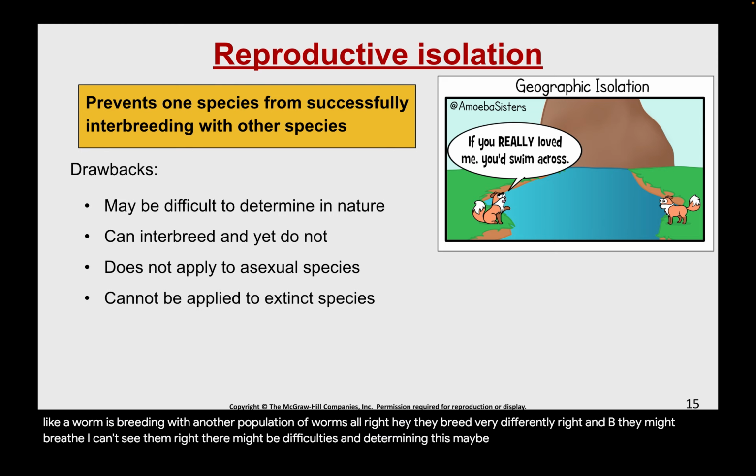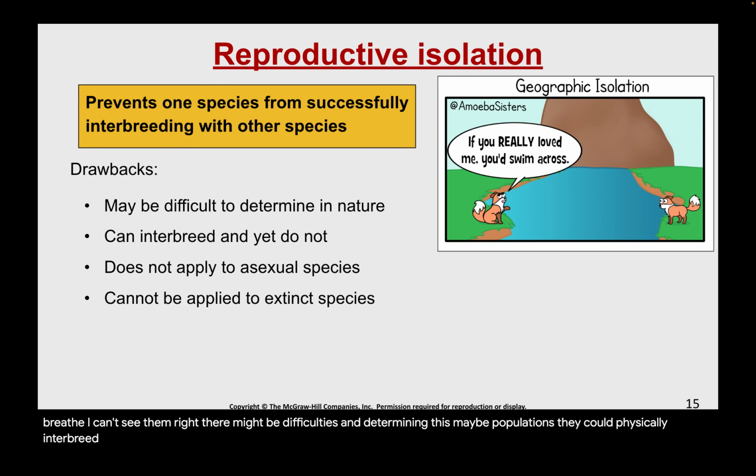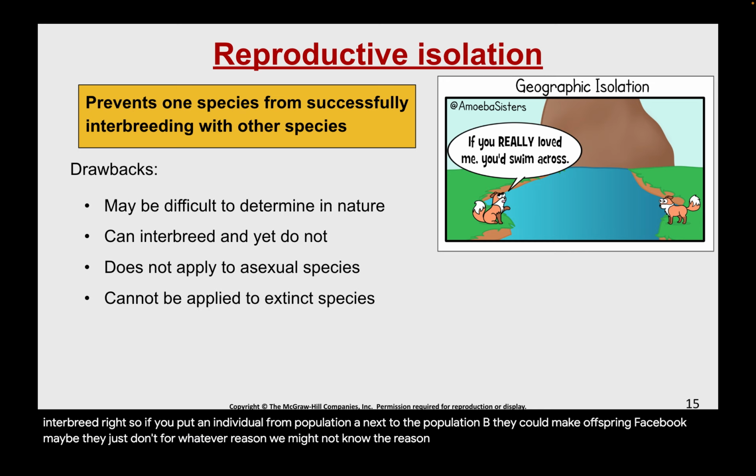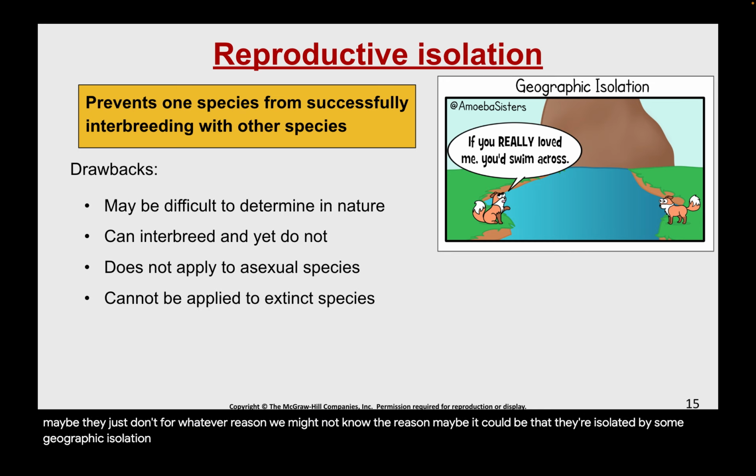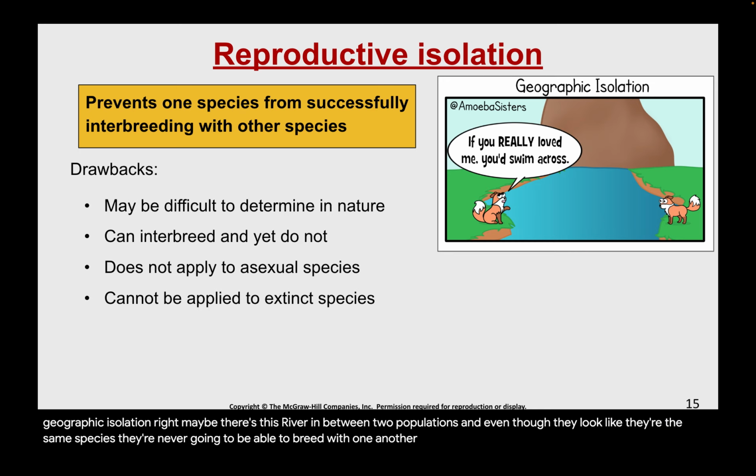Maybe populations, they could physically interbreed, right? So if you put an individual from population A next to population B, they could make offspring, right? But maybe they just don't for whatever reason, right? We might not know the reason. Maybe it could be that they're isolated by some geographic isolation, right? Maybe there's this river in between 2 populations, and even though they look like they're the same species, they're never going to be able to breed with one another. Thus, we might consider them different species based on that fact alone.